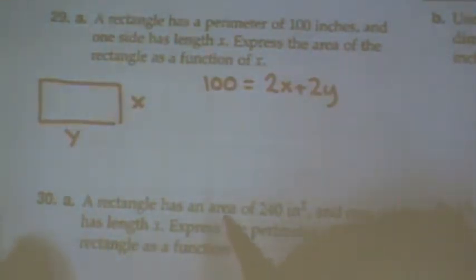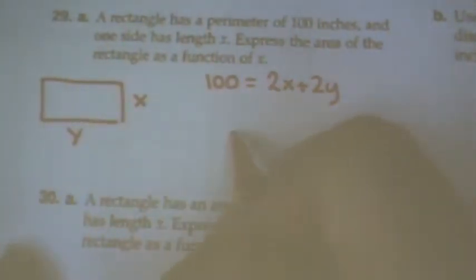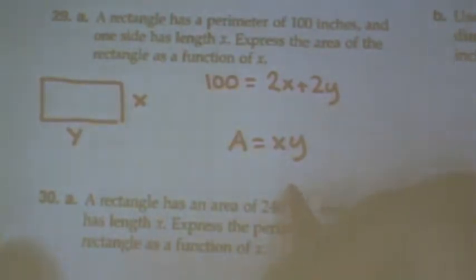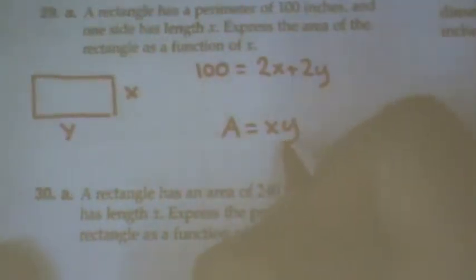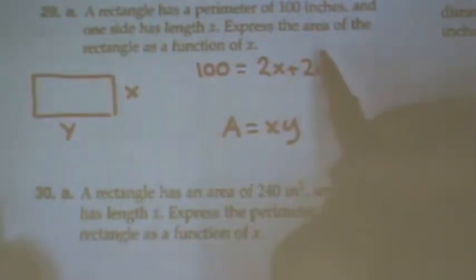Okay, now, it says express the area of this as a function of x. How would you write the formula for area? Area is equal to what? xy. So what they want you to do is take this equation, solve it for y, and substitute that into this and rewrite a new equation in the form of area. So we want to express the area as a function of x. So can you solve this for y? What do you get?